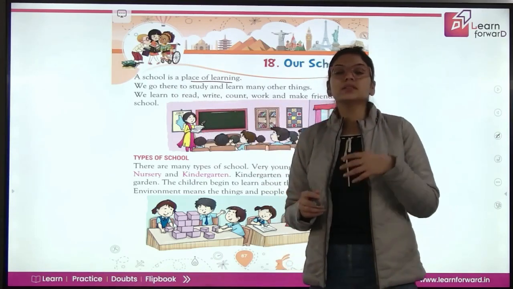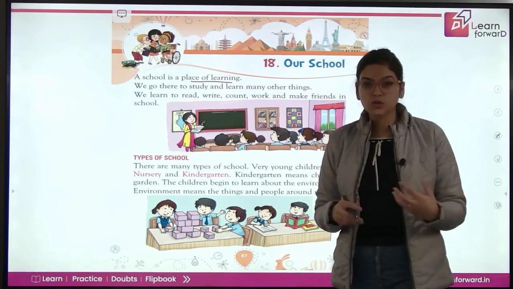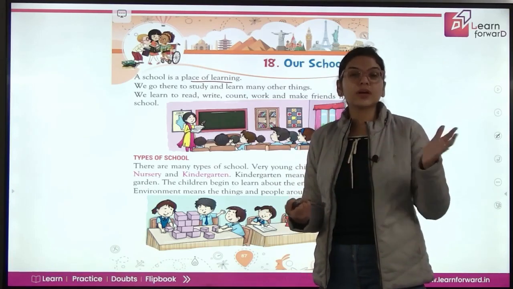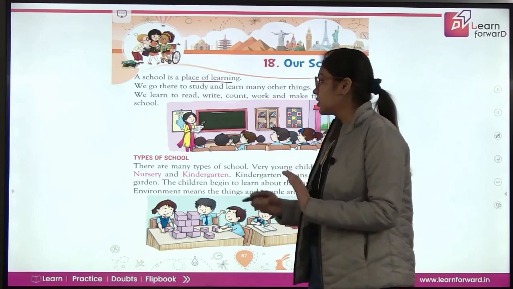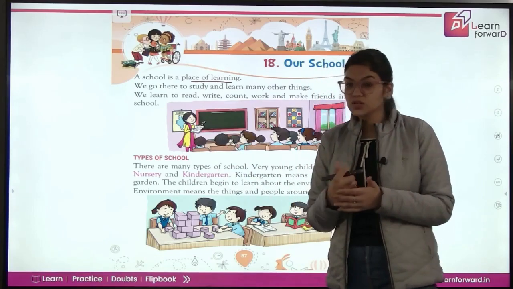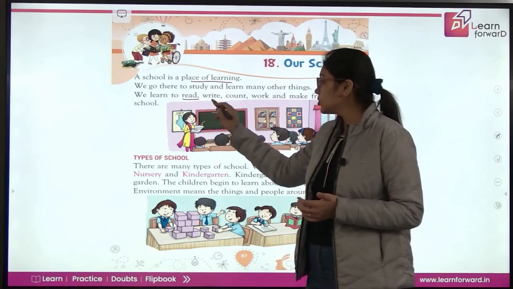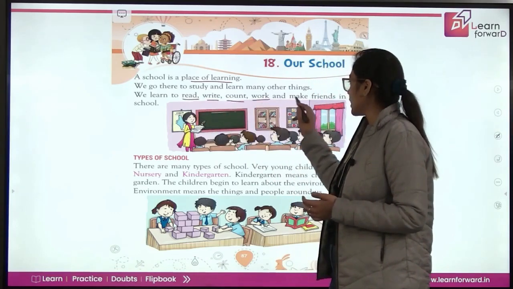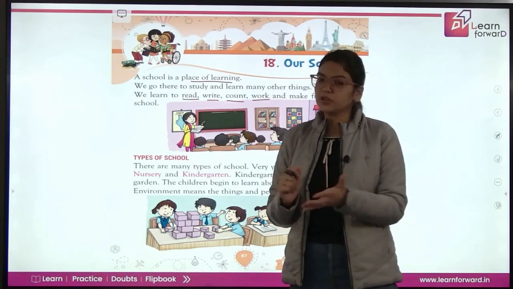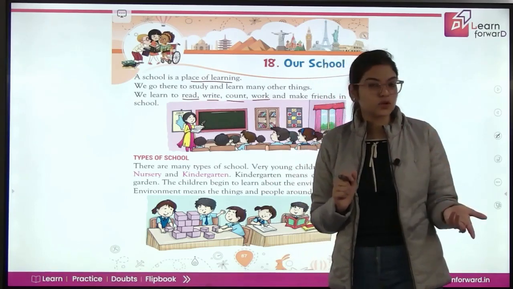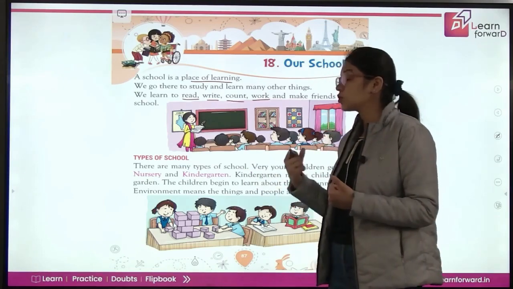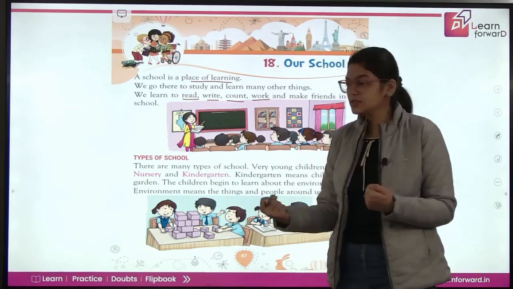So apart from learning about subjects, we get to learn many more things in the school. What do we learn? We learn to read. हमें पढ़ना कौन सिखाता है? Teachers, right? We learn to read, write, count, work and make friends at school. So आप सबसे पहले अपने friends बनाते हो, maybe in your locality or otherwise in your school. School में हम जब जाते हैं, we get to know a lot of people and we make friends.